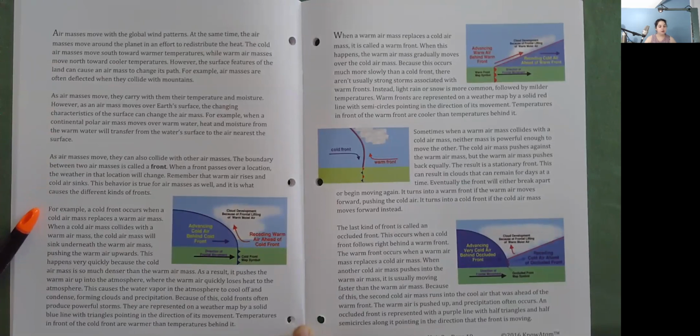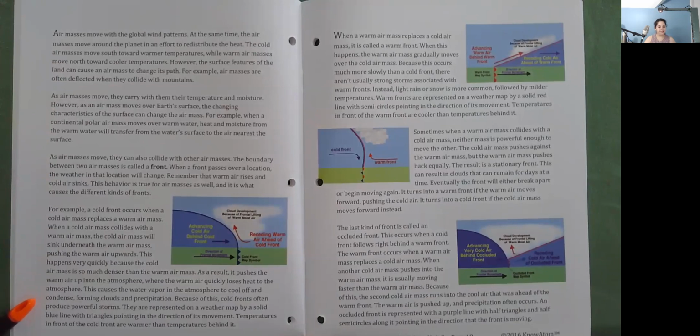For example, a cold front occurs when a cold air mass replaces a warm air mass. When a cold air mass collides with a warm air mass, the cold air mass will sink underneath the warm air mass, pushing the warm air upwards. This happens very quickly because the cold air mass is so much denser than the warm air mass. As a result, it pushes the warm air up into the atmosphere, where the warm air quickly loses heat to the atmosphere. This causes the water vapor in the atmosphere to cool off and condense, forming clouds and precipitation.